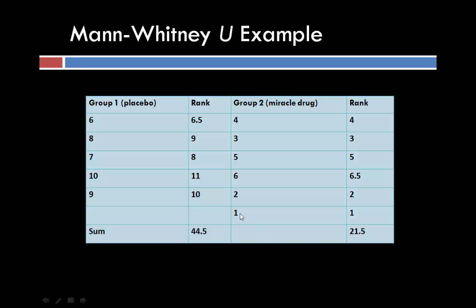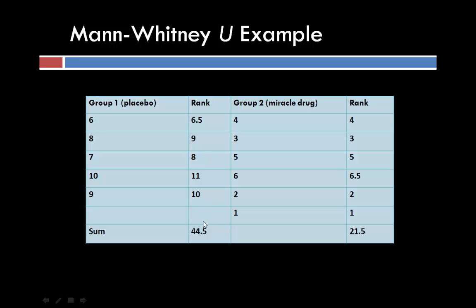So for example here, the pain score of 1 gets a rank of 1, 2 gets a rank of 2, 3 gets 3, and so on and so on. We can see that in each group we have a pain score of 6, so this is a tie, and so what we do is we split the rank between the two, so they would get a 6.5 each for the rank. And then we would skip 7 as a rank, so 7 would get 8, 9 would get 10, and 10 would get 11.